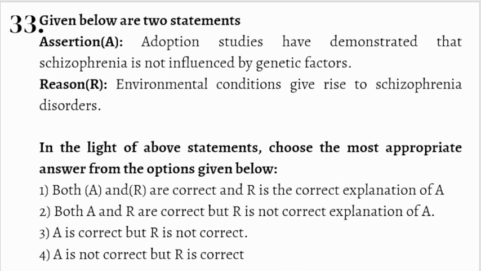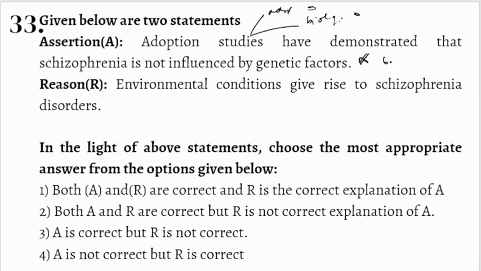Okay, so let us read the question. Most of you have answered correctly. Let us see. So, the assertion says that adoption studies have demonstrated that schizophrenia is not influenced by genetic factors. No, that's not true. Adoption studies also give us a peek into the genetic factors, right? They also tell us somehow that, for example, there would be an adoptive parent and there would be a biological parent. So they would see how much effect is there. So A is incorrect here.